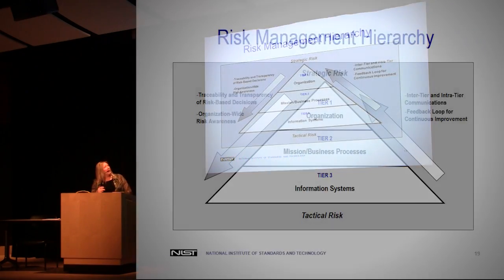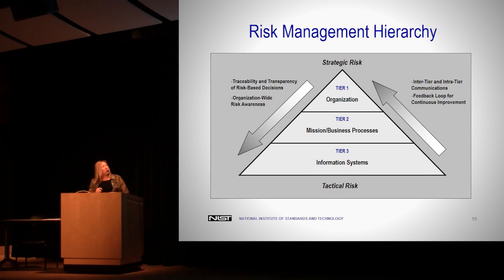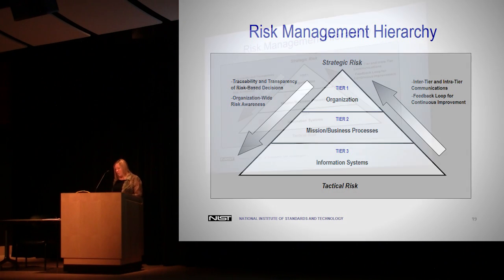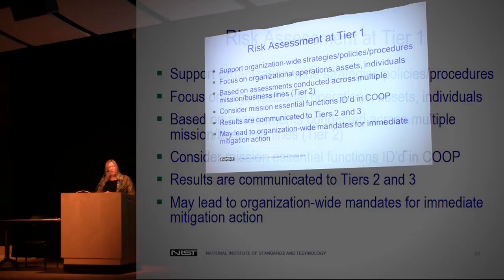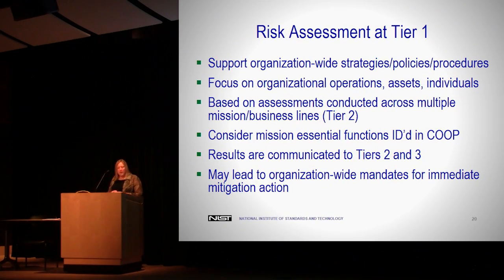Here again, we see the triangle, and you'll see this repeated again and again. So we're looking at risk assessment at every one of those levels. And so at Tier 1, what we look at is the risk assessment is supporting, again, organization-wide strategies. So the risk assessment there is not looking at systems, but if anything, it's looking at an aggregated risk of all the systems. But the focus is more on the organizational operations, assets, and individuals that are up at that organizational level, considering mission essential functions.